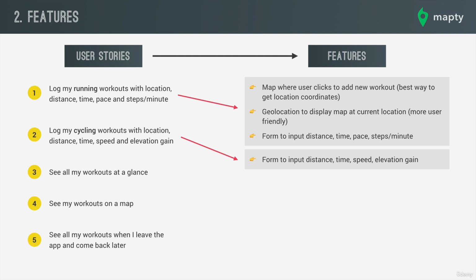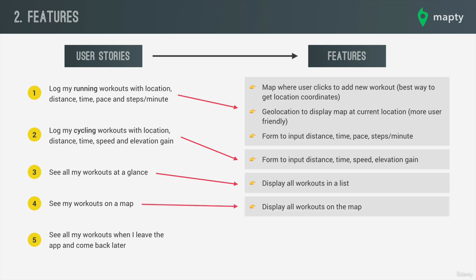Then the user wants to see all the workouts at a glance, and so therefore we're basically just going to have a list with all these workouts. Then the user also wants to see them on a map, and so therefore we will have a feature basically displaying all the workouts on the map as well. And lastly, the last user story basically says that the workouts should of course persist over time. And so there are multiple ways of doing that.